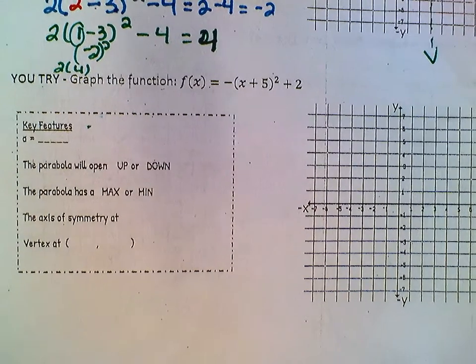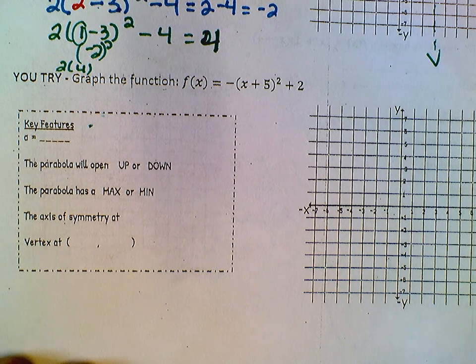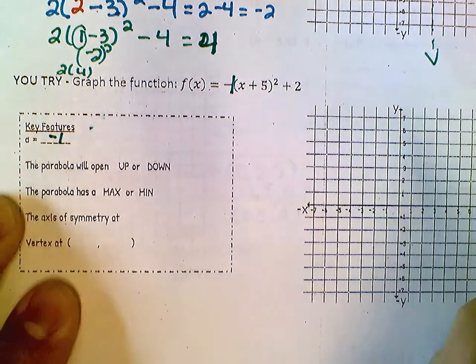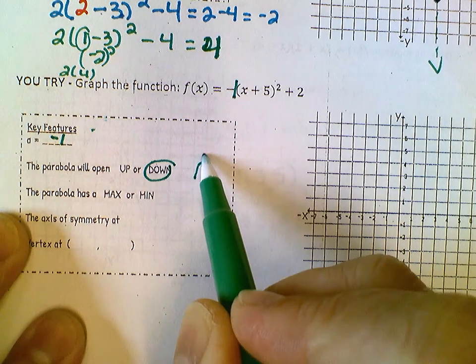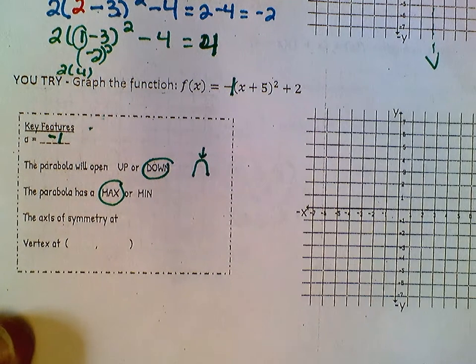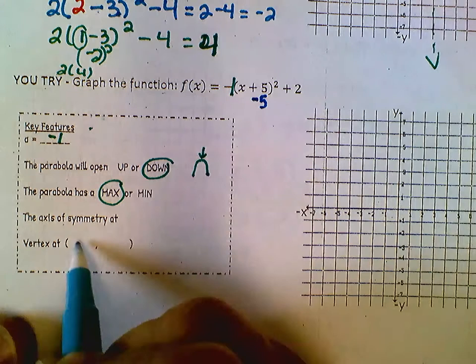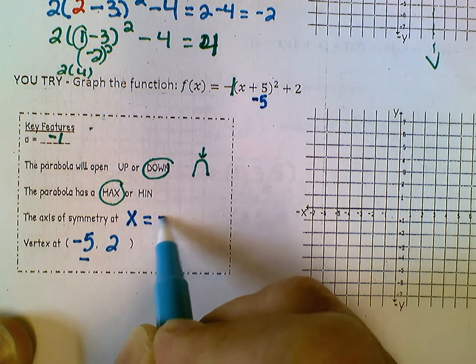I think it would be a great idea if you paused and tried this one on your own and then check yourself after you've tried it. So for my A value, it's -1, which tells me that my parabola will open downward. And since it opens in the downward direction, my vertex is a maximum value. My vertex is going to be -5, 2, which tells me that my axis of symmetry is at x equals -5.